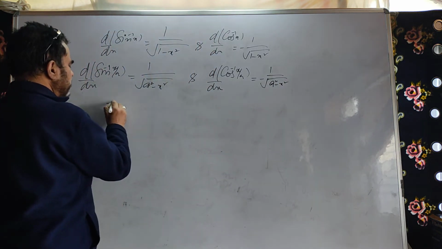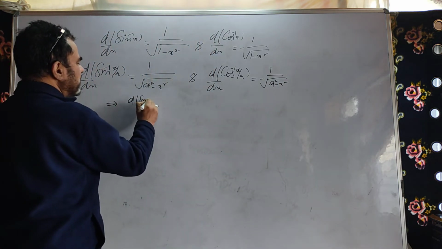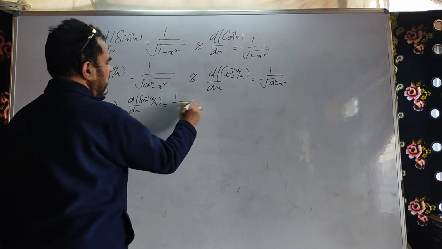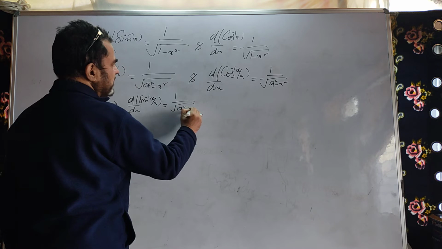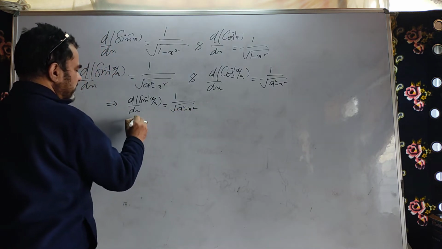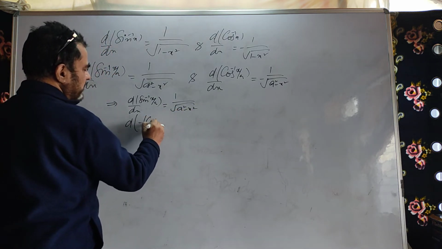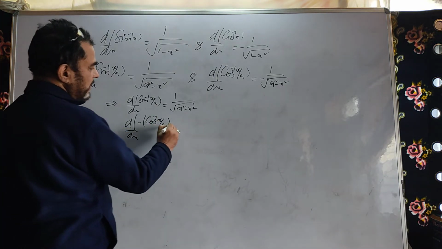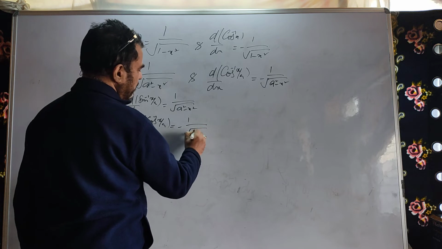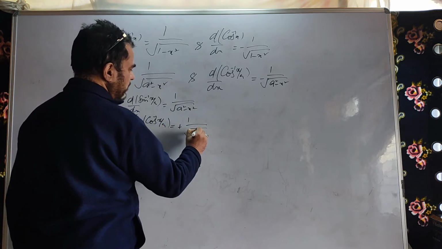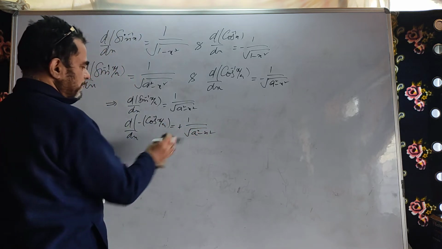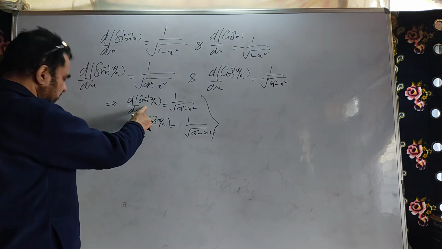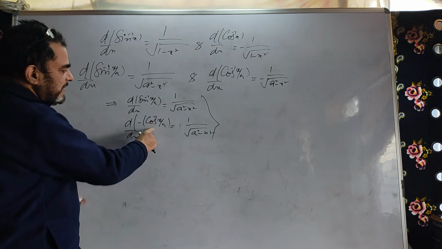This means I can write the differentiation of sine inverse x by a with respect to x is 1 by under root of a square minus x square, and I can write the differentiation of minus cos inverse x by a with respect to x is, plus 1 by under root of a square minus x square. The same. This is the same here, but only here it varies. It is here sine, it is here minus cos.